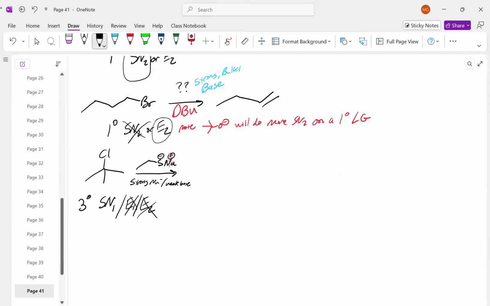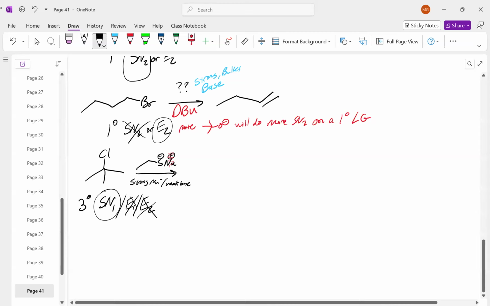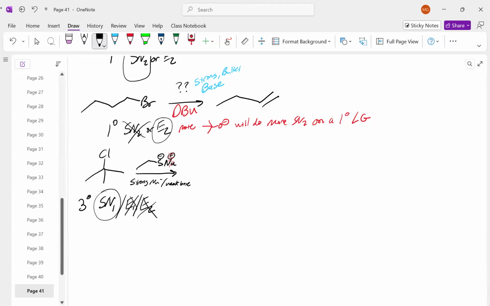So the predominant mechanism is going to be SN1. Now, even though if you look up above, SN1 does favor poor nucleophiles or weak nucleophiles, that's okay. This is a strong nucleophile nonetheless, and we'll still do a substitution. So the major product will result from an SN1 mechanism.